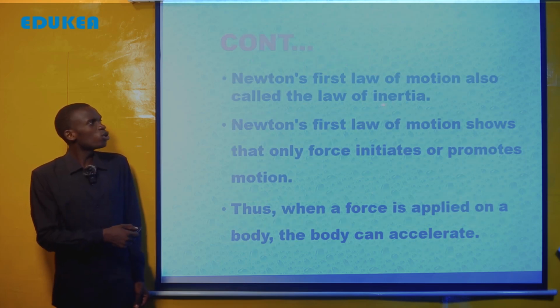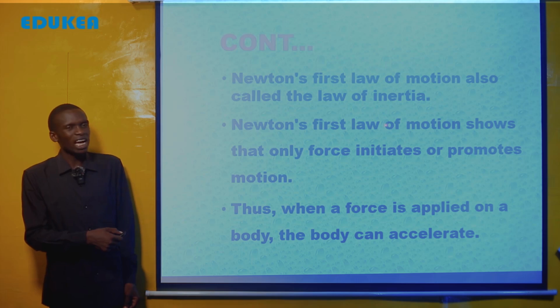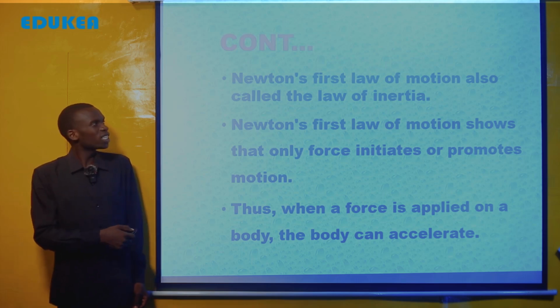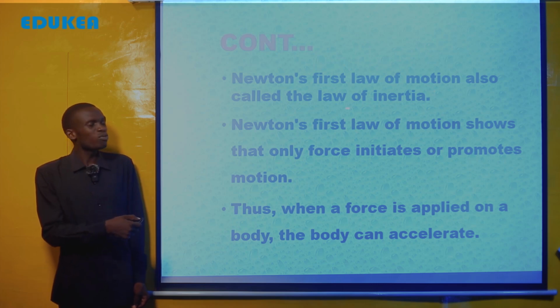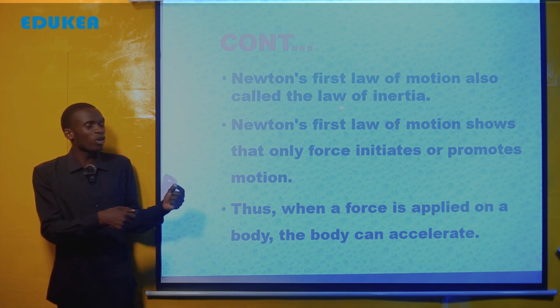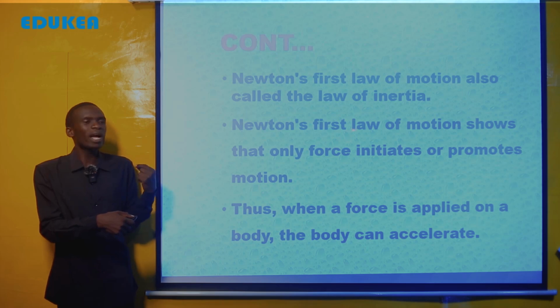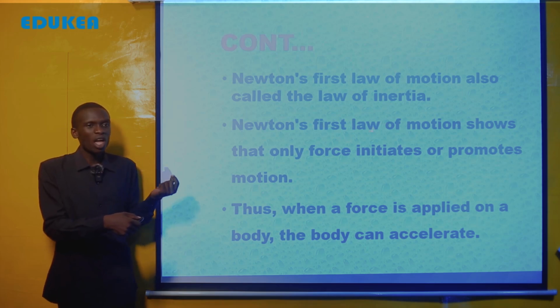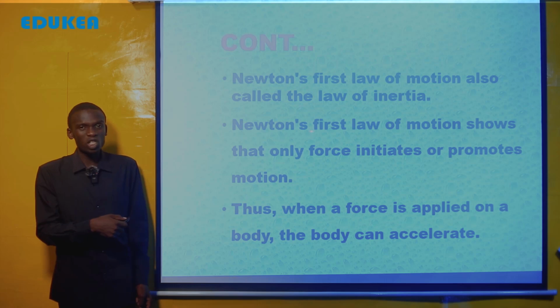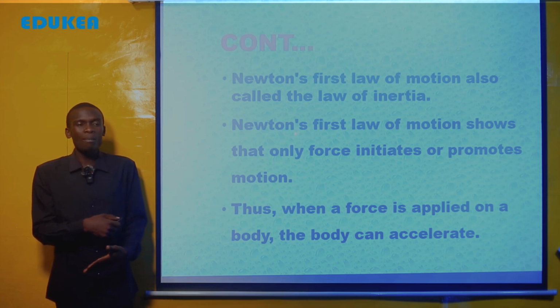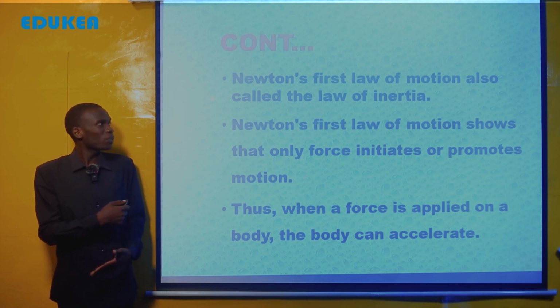Newton's first law of motion, also called the law of inertia. Why do we say that Newton's first law is also known as the law of inertia? Kwa sababu Newton's first law of motion explains about the concept of inertia, law yake imestate kwa kuifanyaje? Kwa kuclarify ile concept of inertia. Tukasema kwamba inertia is the property of a body to remain in its state of rest or uniform motion unless acted upon by an external force. Ndio maana hii first law of motion tunaita law of inertia.